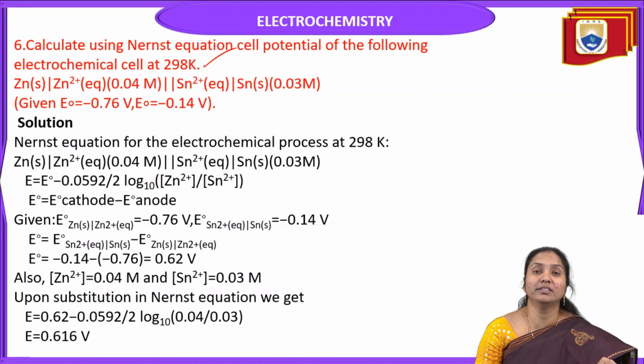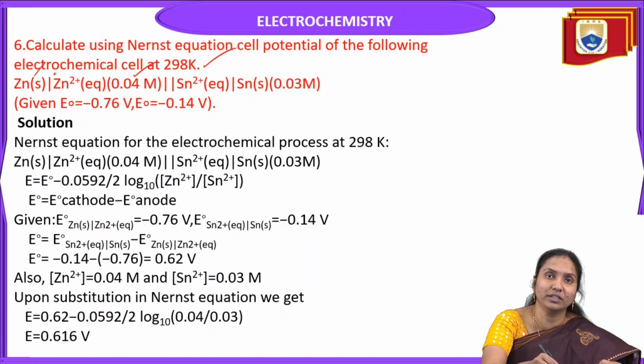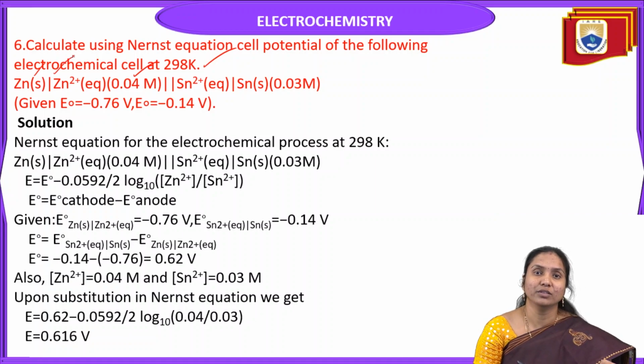So your given cell is zinc and zinc plus 2. The concentration of zinc sulfate is 0.04 M. Here the zinc electrode is dipped in zinc sulfate solution. So already we discussed in previous classes what is the electrochemical cell and how to represent the galvanic cell. Today's session we'll discuss problems based on the electrochemical cell by using the Nernst equation.